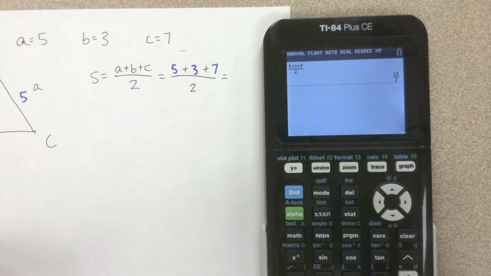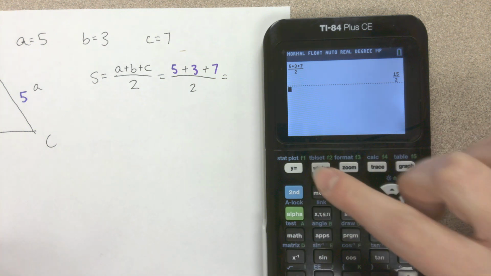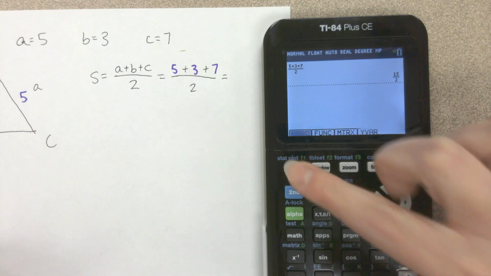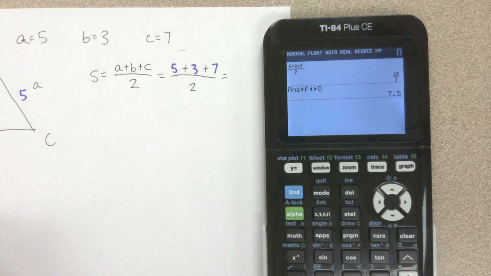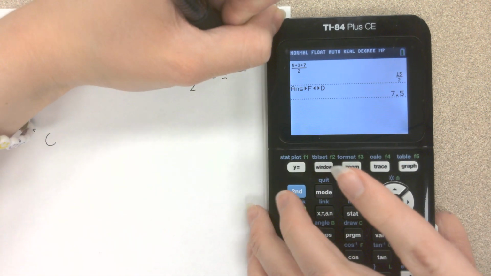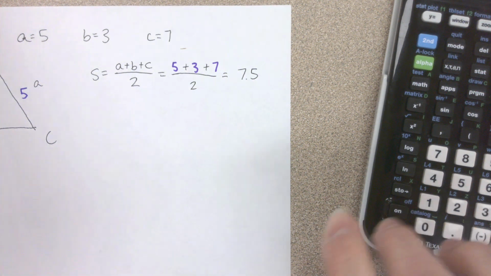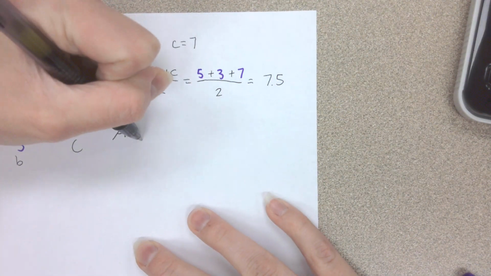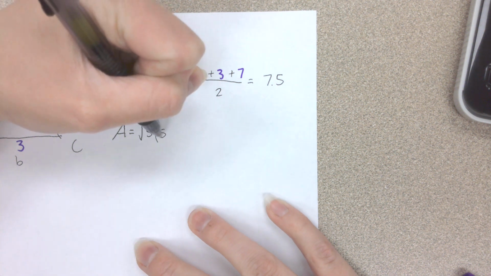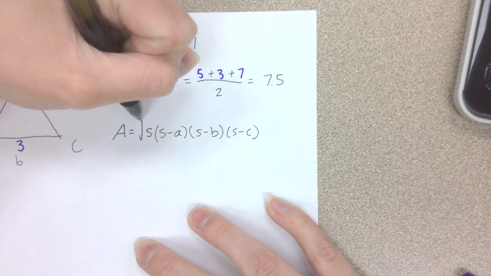And I'm going to turn that into a decimal. That happens on your calculator. It is alpha y equals, you want that F1 menu. And the fraction decimal converter is what I need here. 7.5. So there's S. Now I can use the area formula, so I'm going to write that out first. A equals the square root of S times S minus A, S minus B, S minus C.